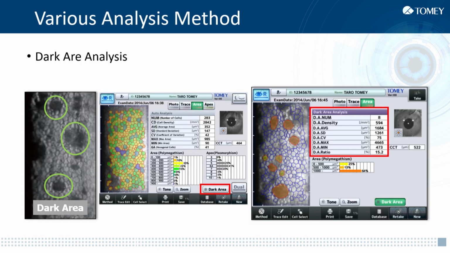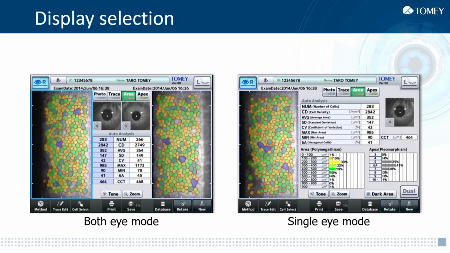The EM4000 also has a function to analyze dark areas, where the cell image drops out from the picture. We can see the size, number, and some other information of dark areas by using this mode, which is valuable for patients with Fuchs endothelial corneal dystrophy.